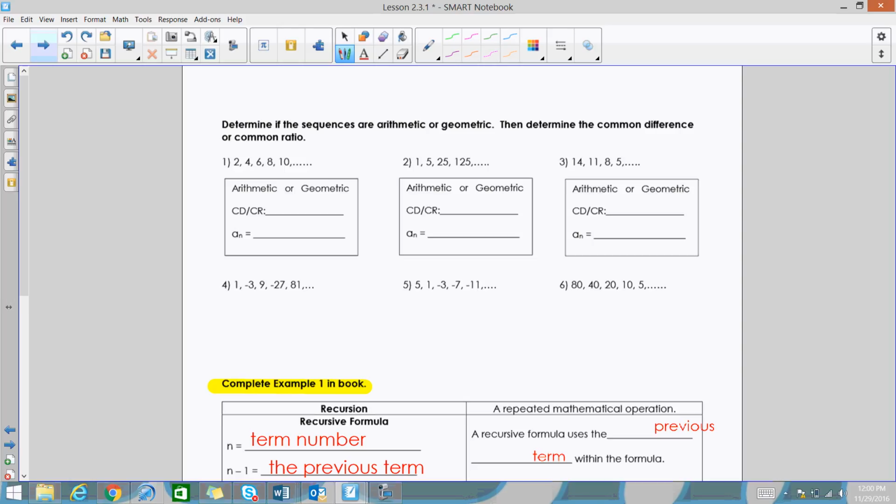All right, here we go. So I look at number 2. I got 2, 4, 6, 8, 10. Well, that is an arithmetic.